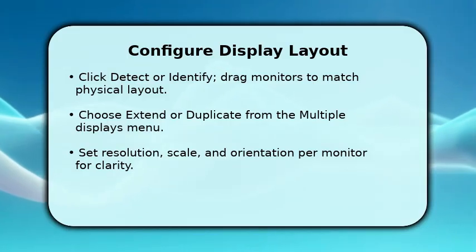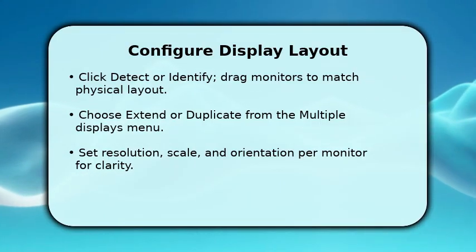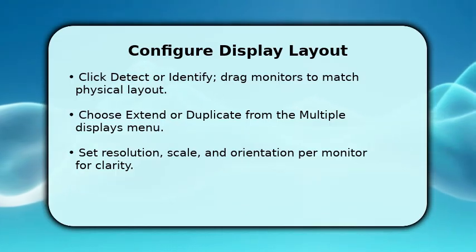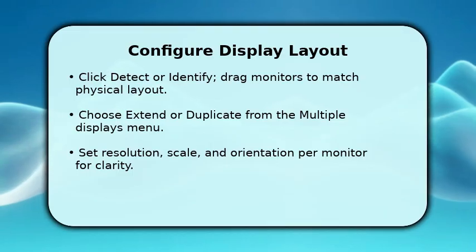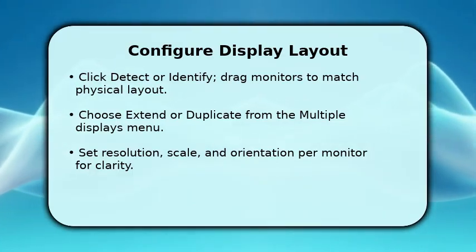Then adjust each monitor's resolution and scale to match native specs. This preserves sharpness and avoids blurry text. If a screen looks rotated, set orientation. These choices balance performance and readability across your multi-monitor setup.